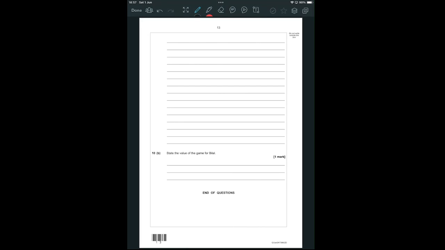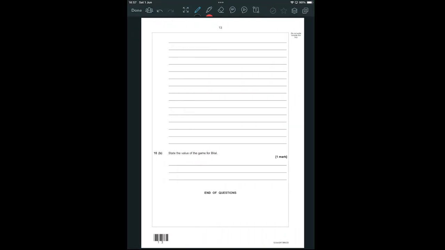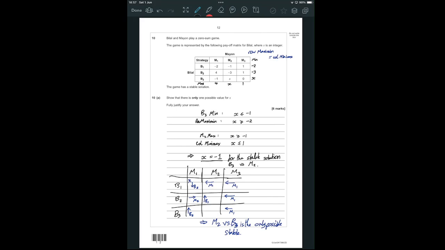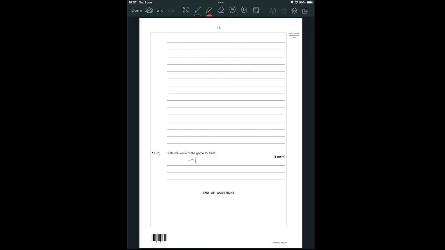State the value of the game for Bilal. So if we're stable on that X, the value is his expected outcome. He's expecting to gain X every single time, and we've already said that X is -1. So the value of his game is -1. That is that entire paper.